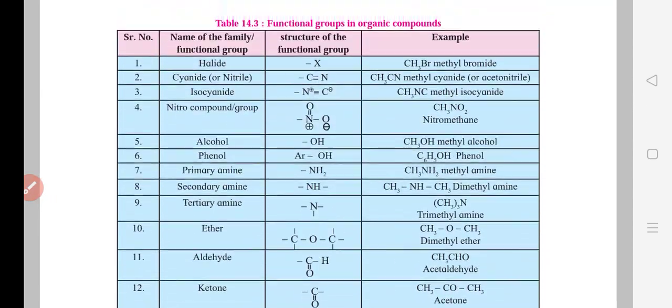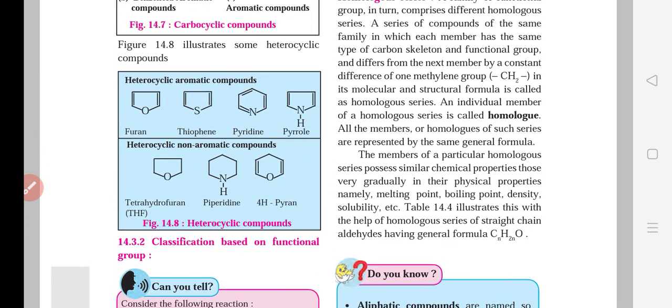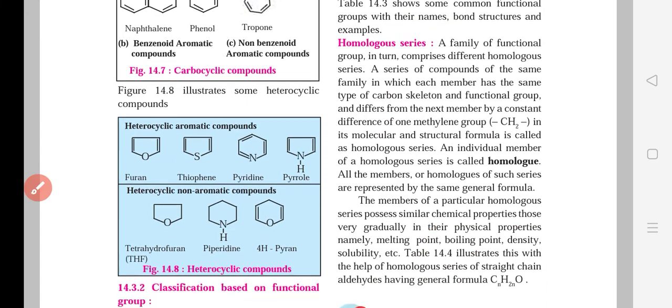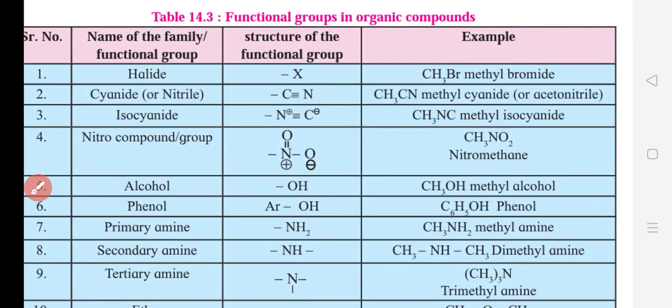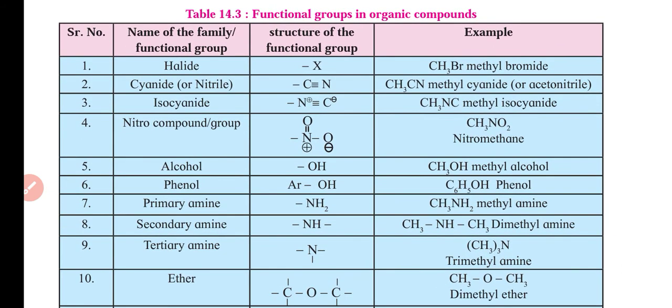Now the main thing is the functional group, as mentioned here. Table number 14.3 shows some common functional groups. It was very difficult to write all these functional groups on the blackboard, that's why I'm explaining them on this screen. Different functional groups are mentioned with their names, bond structure, and examples.